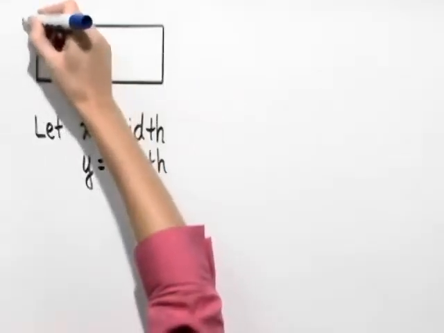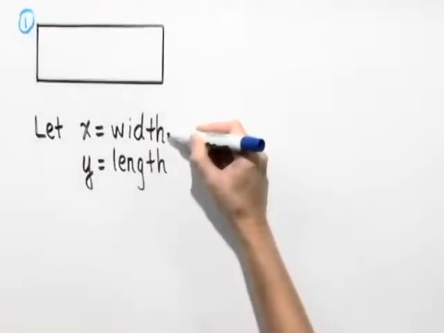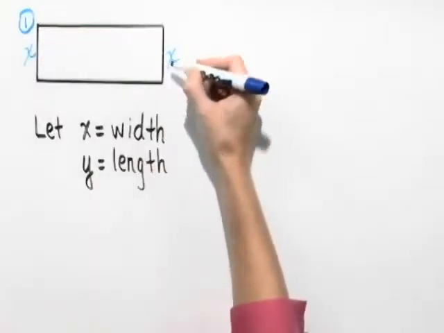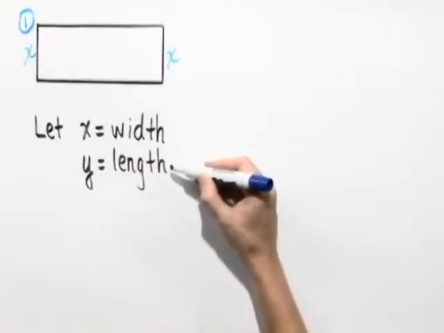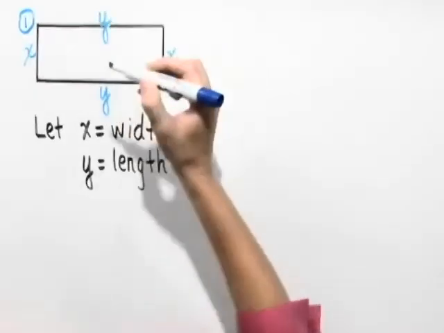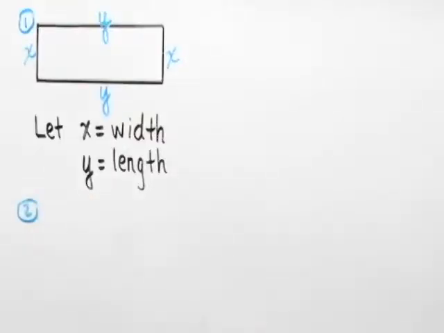In part 1, I have the rectangular field drawn, and we're asked to put one of its dimensions and label it as x. So I've called x the width. So we can put x here and here for the width, and I've chosen y for the length. So I'll put y on each length. Now, in step 2, we're given a little bit more information.